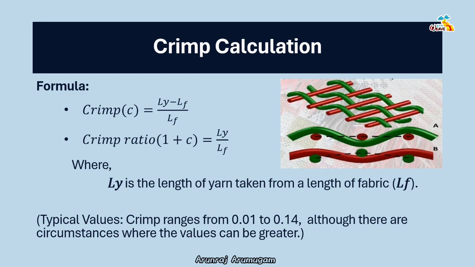To calculate crimp, we use the formula: crimp equals the difference between the length of yarn and the length of fabric, divided by the length of fabric. Typically, crimp values range from 0.01 to 0.14, although there are circumstances where the values can be greater. We also use the crimp ratio formula. For practical purposes, we often convert crimp into a percentage. This helps us better understand and communicate the extent of crimp.